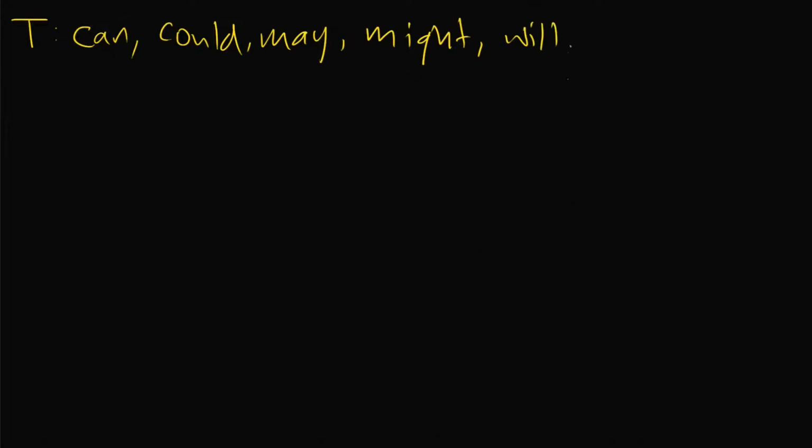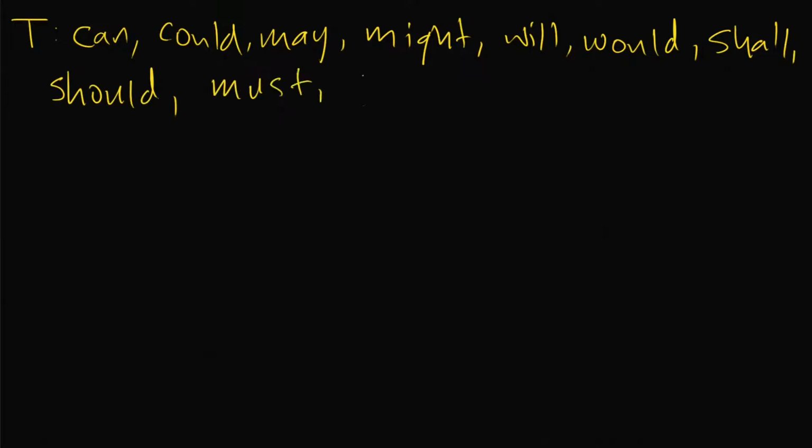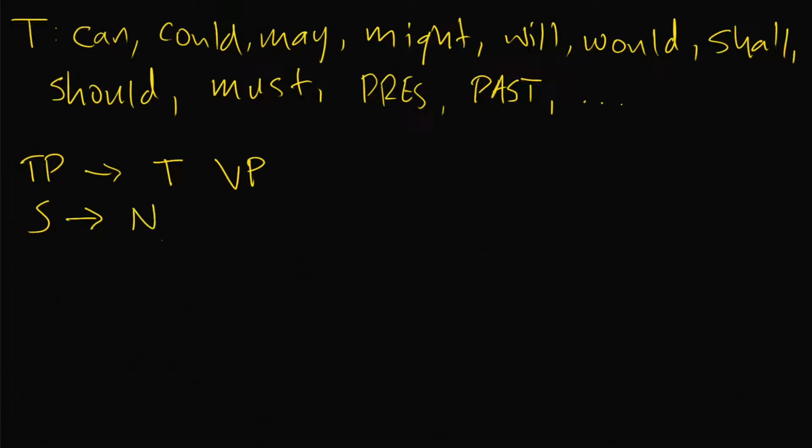So we recently added a couple of new lexical categories to our grammar. The first of these was T, and this includes things like can, could, may, might, will, would, shall, should, must, and present and past, which are silent morphemes, and this category might include other things too. Now the place that these lexical items come in is in our TP rule, which says that TP branches down into T and VP, and TPs occur in the S rule as the sister to NP.